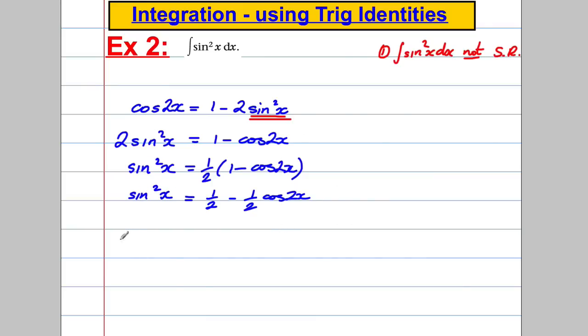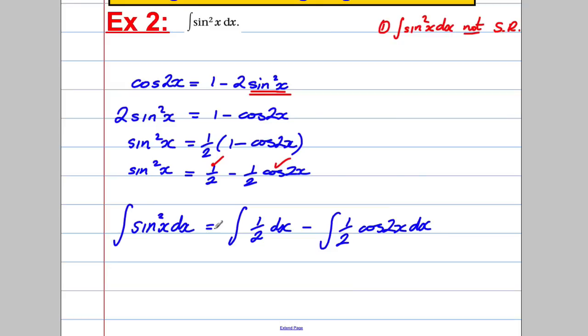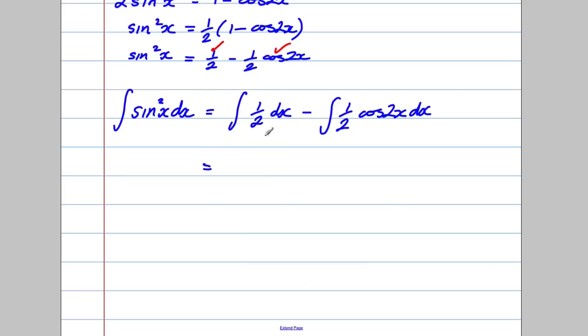Now, the question has asked me to integrate sine squared x with respect to x. I didn't know how to do that, but I do know how to integrate a half, and I do know how to integrate a half cosine 2x, because they're standard results. So I could instead write this as the integral of a half with respect to x, subtract the integral of a half cosine 2x with respect to x. And what I'm actually going to do here, I always do this with a constant, I'm going to take the half out, and that's a half the integral of 1 with respect to x, subtract a half the integral of cosine 2x with respect to x.